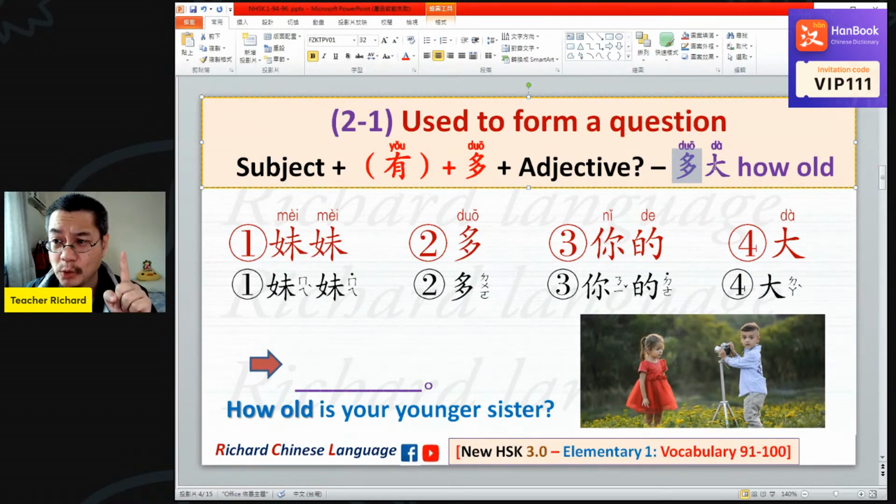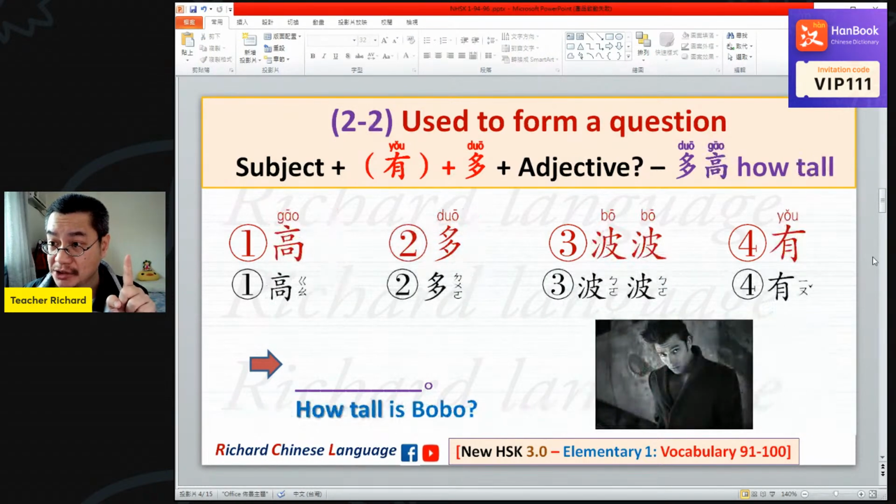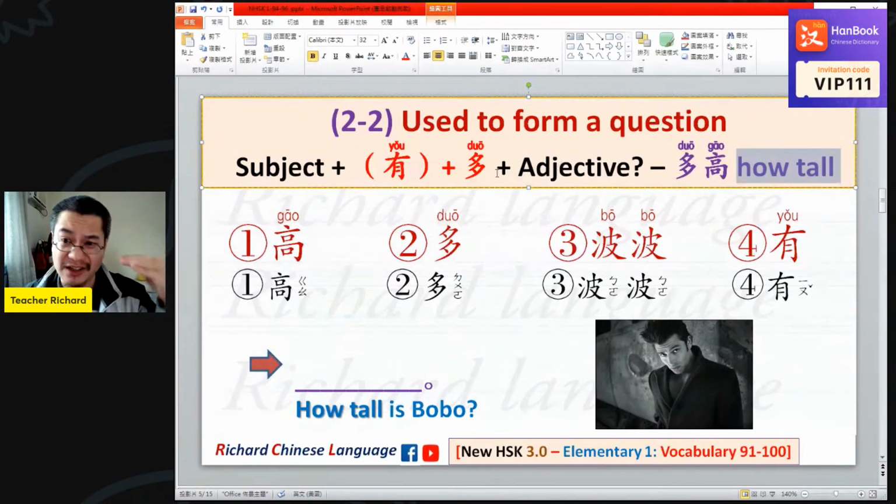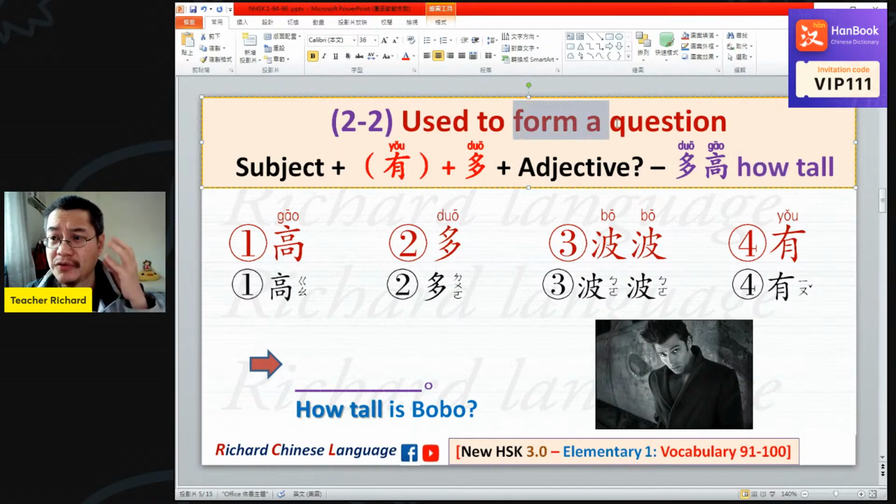So here I teach you two questions beginning with 多. The first one is 多大, which means how old. 大 means big. 多大, you're talking about how big, how old. You're asking the age. And the next one I'm going to teach is 多高. 高 means tall. 多高 means how tall. So as you can see here, 多 plus an adjective. You're asking how. So here we use 多 to form a question.